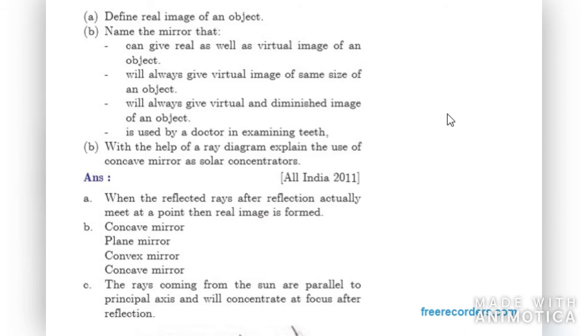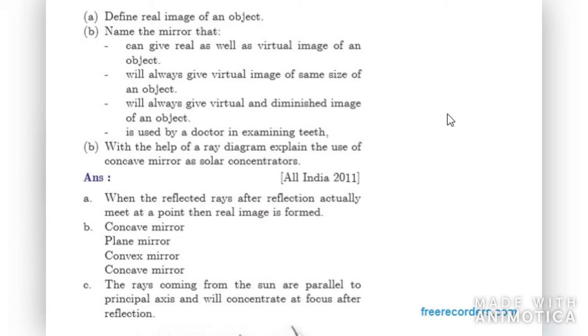Start with next. It says define real image of an object. So a real image is formed when the reflected rays after reflection actually meet at a point, then only a real image can be formed. Now moving on to B part, it says name the mirror that can give real as well as virtual image of an object.